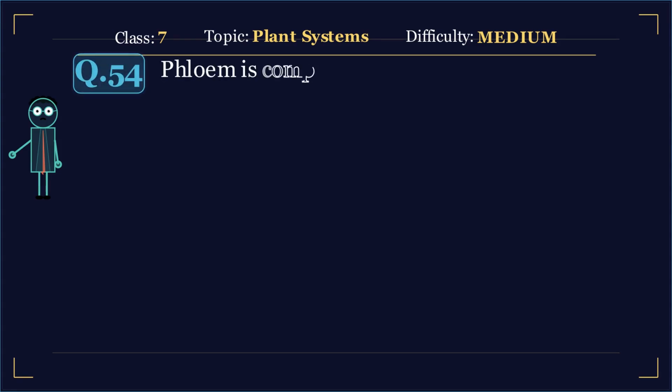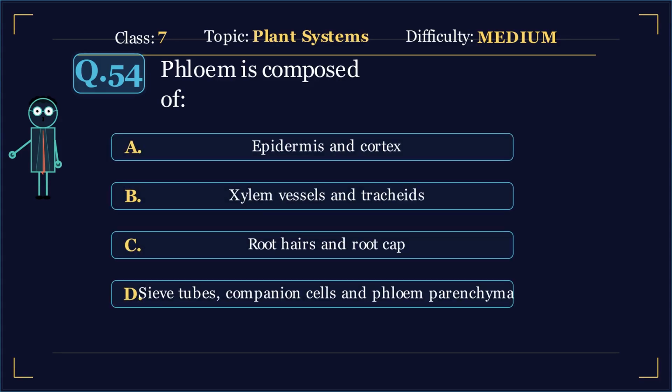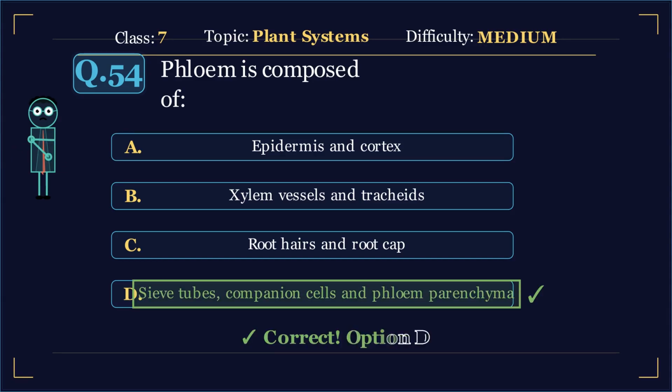Question 54. Phloem is composed of. Option A, epidermis and cortex. Option B, xylem vessels and tracheids. Option C, root hairs and root cap. Option D, sieve tubes, companion cells and phloem parenchyma. The correct answer is option D.